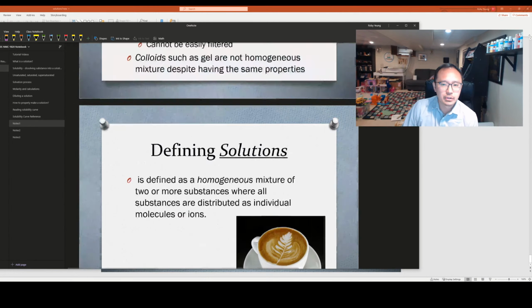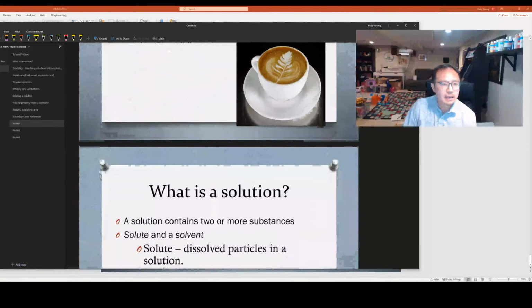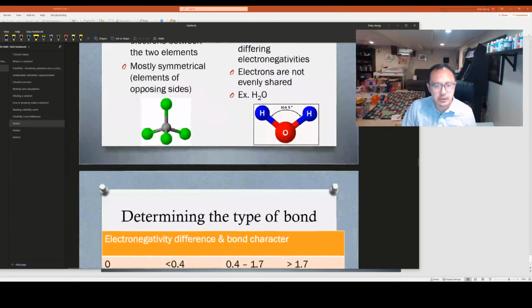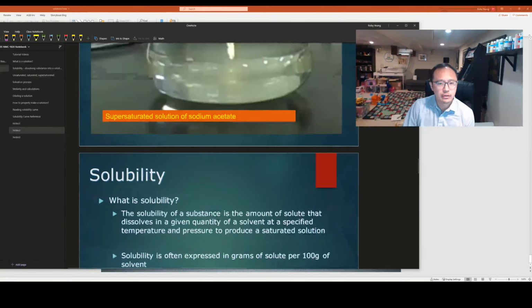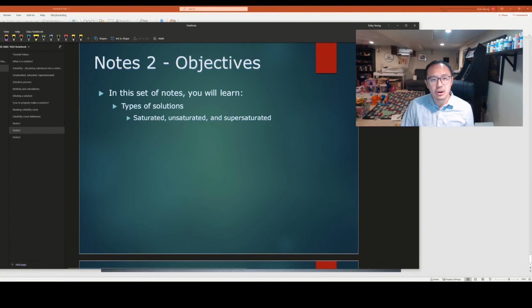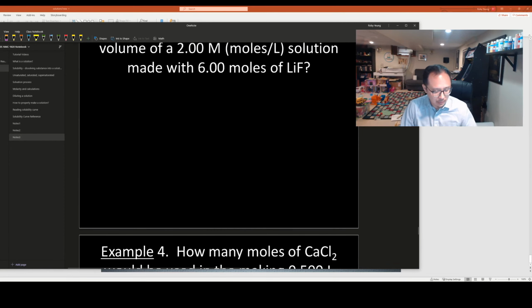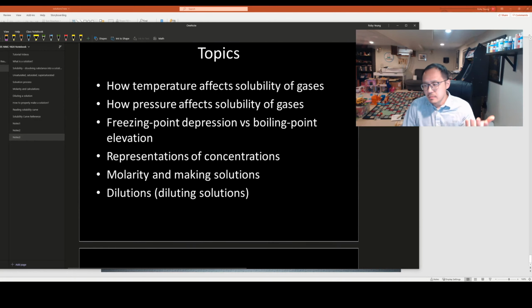This is what we'll talk about today: what exactly is a solution, and how do we break it down. This is just the theory part, with nothing calculating yet. Notes 2 is the calculation part. This looks at what exactly you are doing when you're dissolving something, and what types of solutions you can make. The last one is really the practical aspect of making a solution: how do you make a solution with the proper molarity?